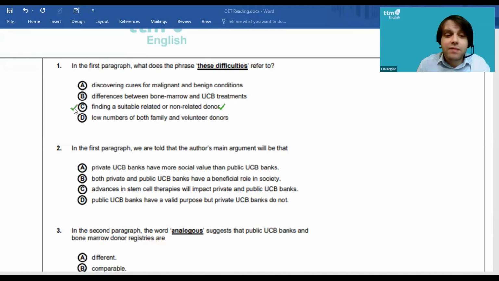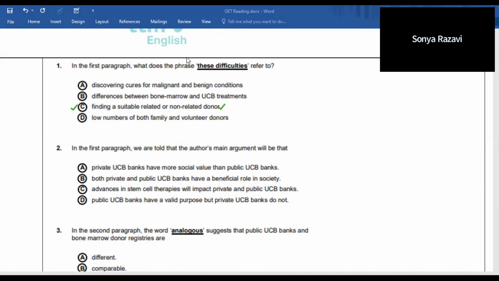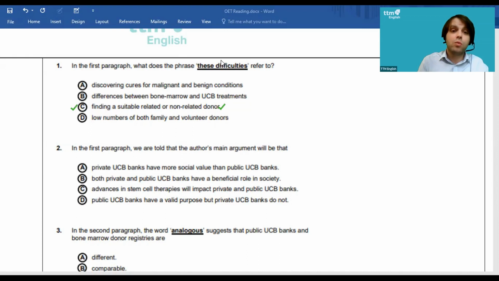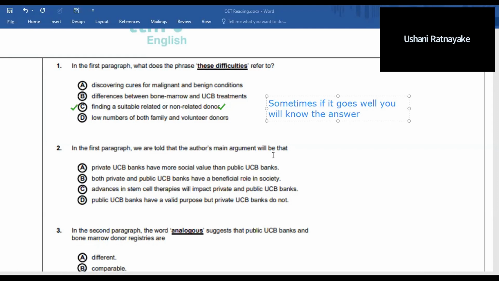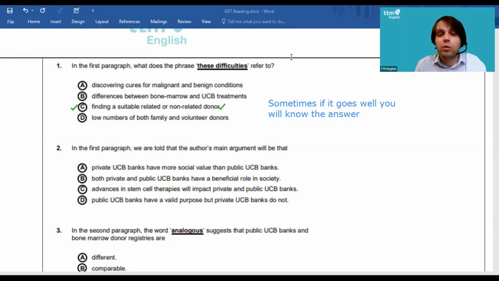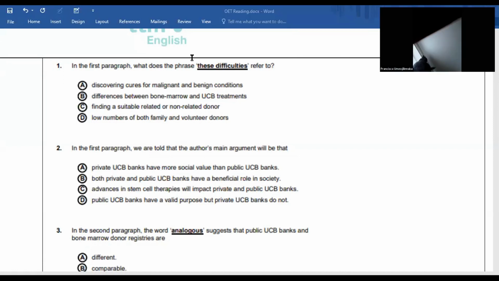Notice how you didn't need to read the text again. That was lovely, right? Sometimes, if you do this right, you won't need to read the text again. Sometimes, if it goes well, you will know the answer. But remember, Joshna, what did we say? Imagine we're not sure. What do we do if we're not sure? Elimination. We have to go back to the text and read it.